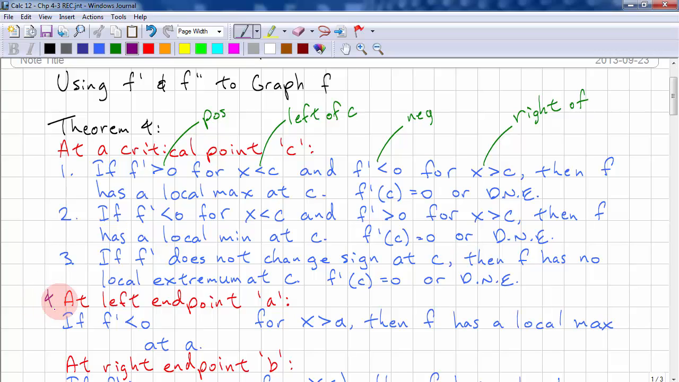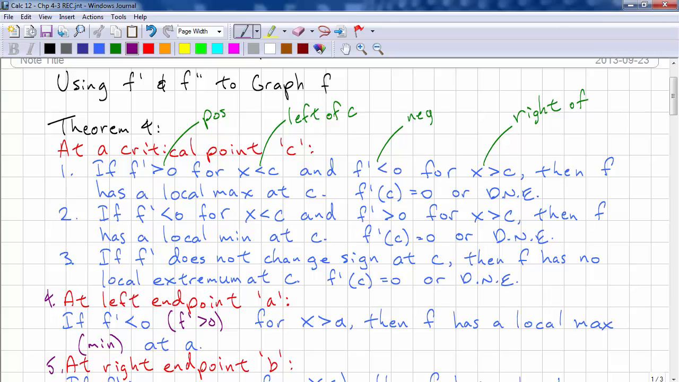We'll call this number 4, and we'll call this number 5. At the left-hand point a, if the derivative is negative for x greater than a, so this is to the right, then f has a local max at a. Now we're going to use the same wording. However, we're going to change this. If the derivative is greater than 0 to the right of a, then f has a local min at a.